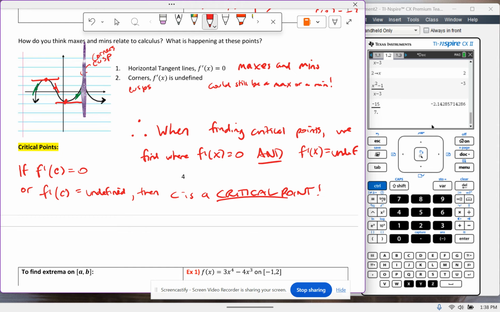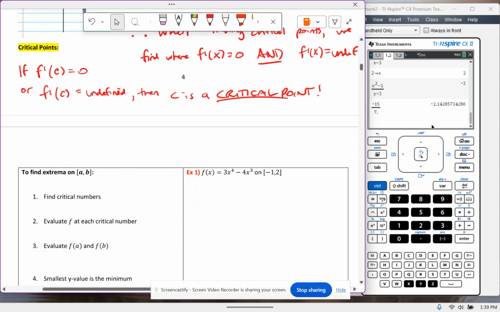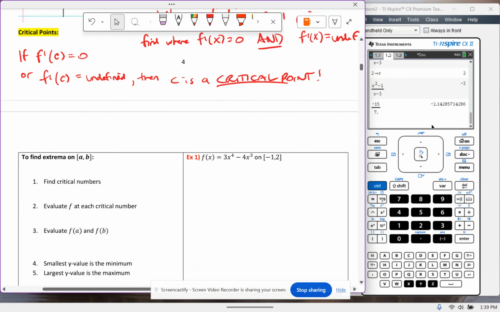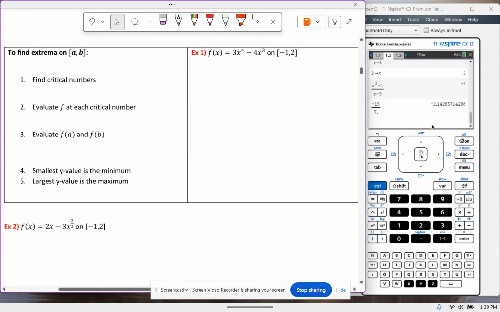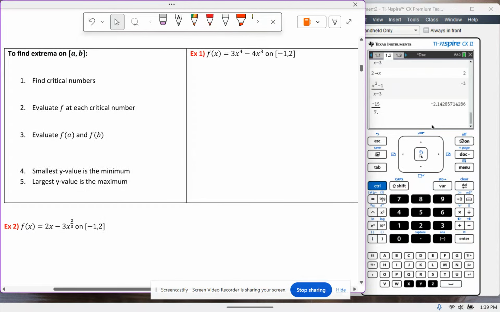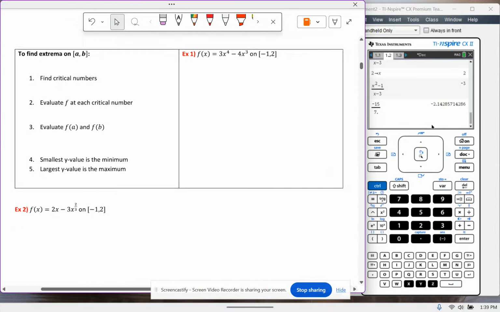All right. So why don't you try to locate the absolute max and the absolute min on this one. Try this one on your own, okay? I'll put the solution on the board in a second. Try to work through this.